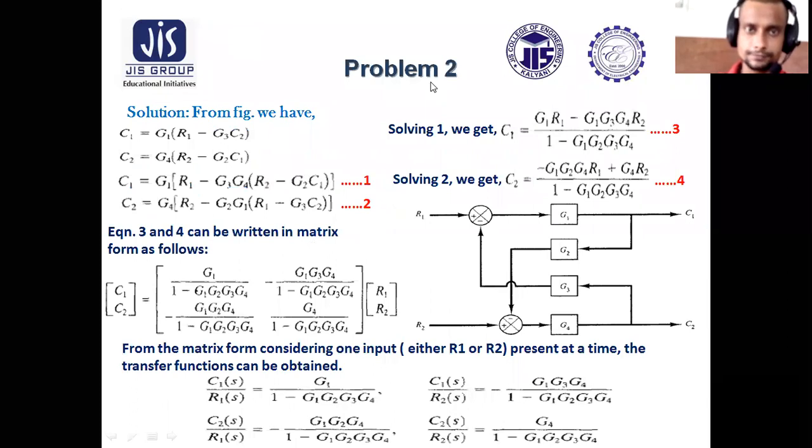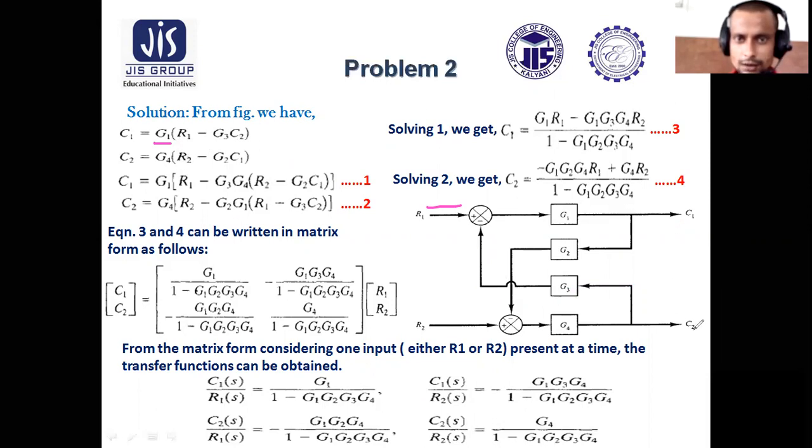Now see here, C1 equals what? C1 equals this signal minus this signal, into G1. So C1 equals G1 multiplied by (R1 minus this signal, which is G3C2). This signal is G3C2, so C2 through G3. So this signal is G3C2, and this is R1. So C1 equals (R1 minus G3C2) into G1.